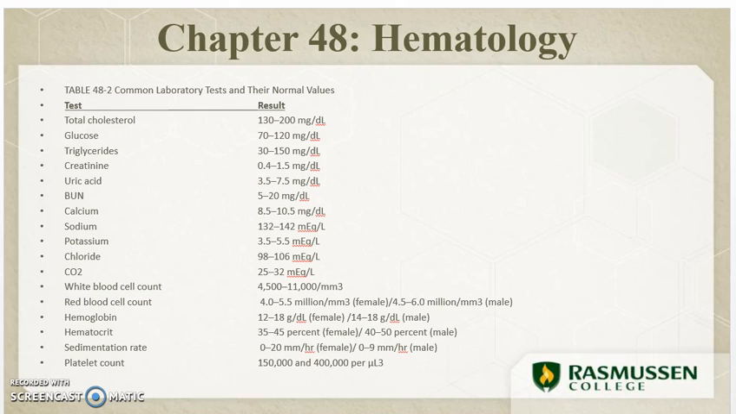A CBC will consist of a microhematocrit, a hemoglobin, a white blood cell and a red blood cell count, and a platelet count. And lastly, coagulation studies will look at how well a patient's blood clots. Now your textbook tables 48.2 and 48.3 are great study guides for you guys. One will explain the common lab tests, and as you can see here, this one will explain the normal values as shown for blood chemistry testing.